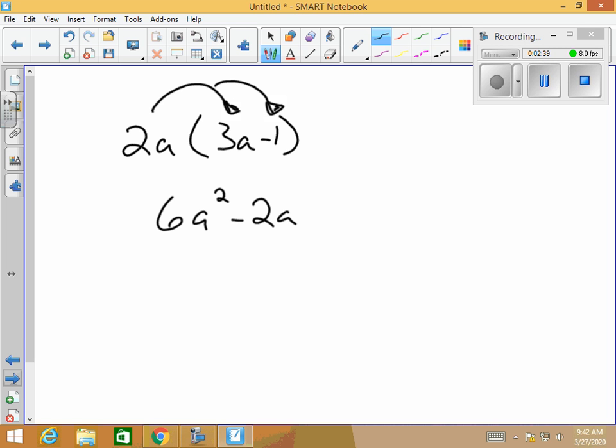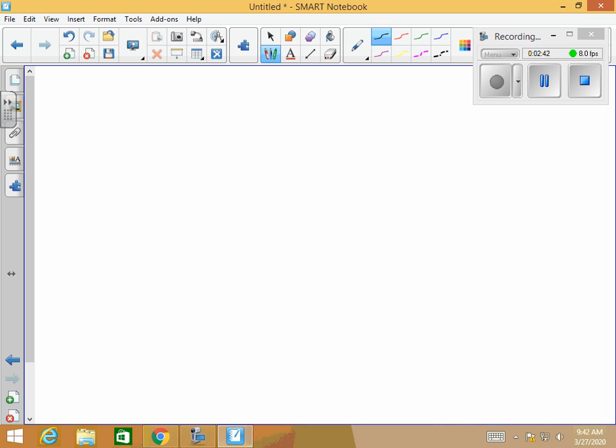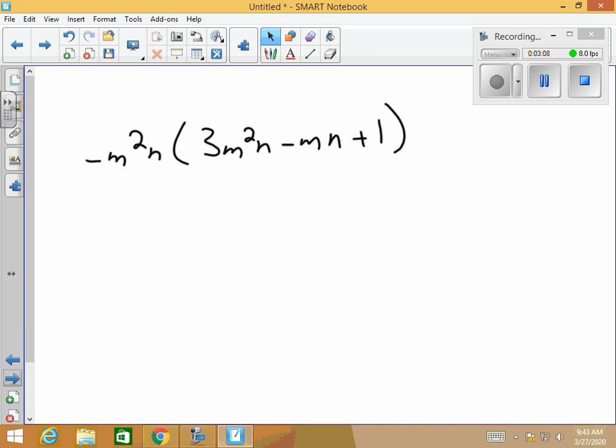Let's distribute and make it a little bit longer on this next problem. So let's go a negative m squared n. I'm going to take that times the quantity of 3m squared n minus mn, and then plus 1. So now I'm multiplying a monomial times a trinomial, or 3 terms on the inside. Not a huge deal. Let's go ahead and change colors, because that last one I wasn't real happy with. Let's just distribute it to all 3 terms. And our book doesn't have that luxury, so be careful when you're reviewing and looking at your text.